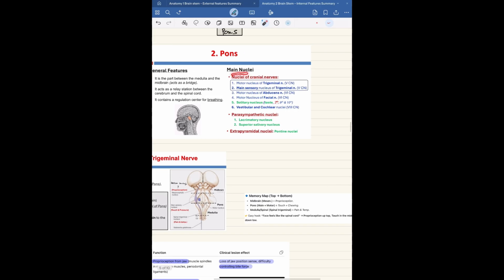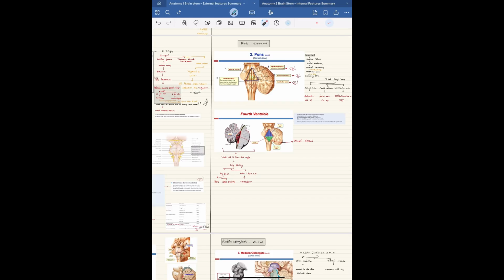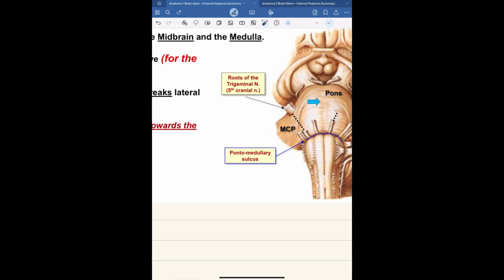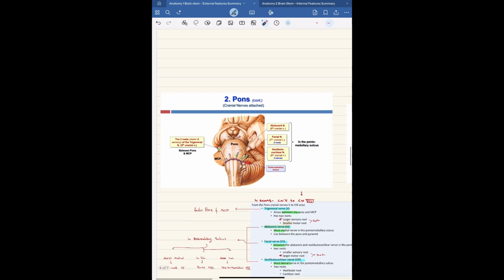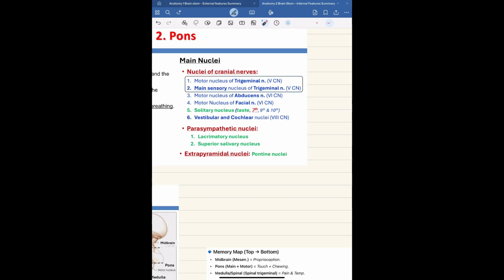Alright, so the main nuclei that we see, nuclei of cranial nerves. Alright, so you see motor nuclei of trigeminal nerve, cranial nerve number 5, and the main sensory nuclei of trigeminal cranial nerve number 5. This is important, remember. Here, remember when we said we have roots, I think it's mentioned, yeah. The two roots, the motor and sensory, that's important, yeah? So here it's mentioned again.